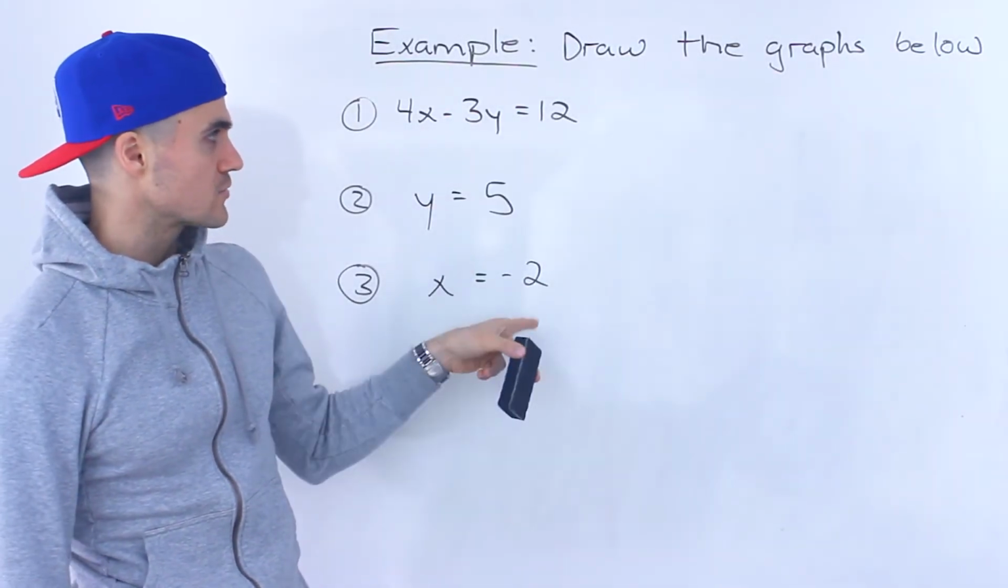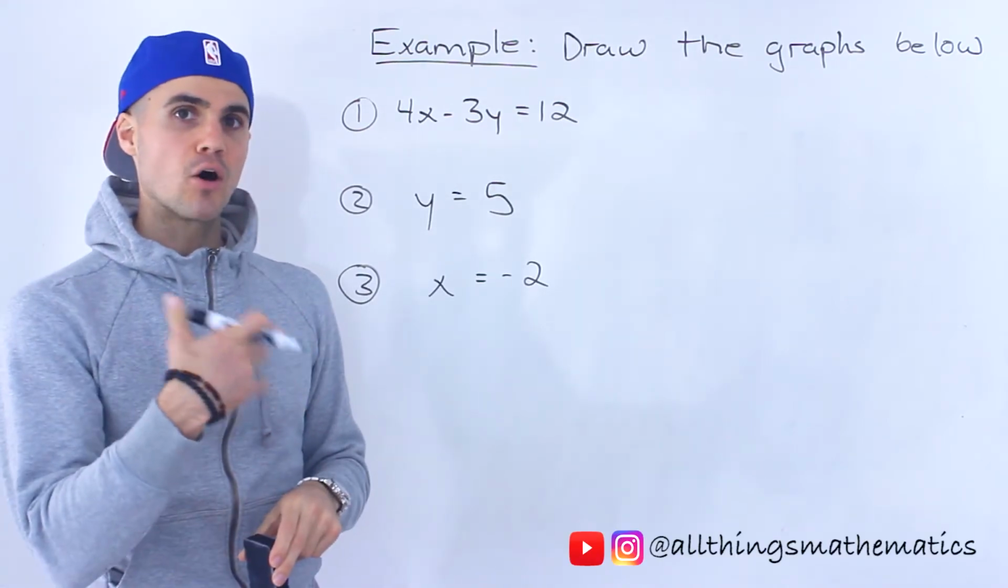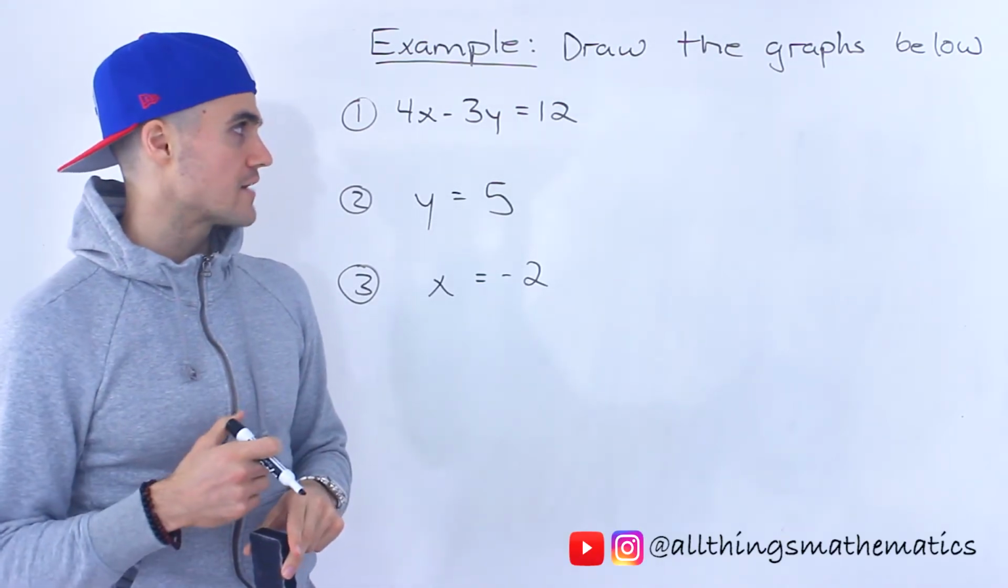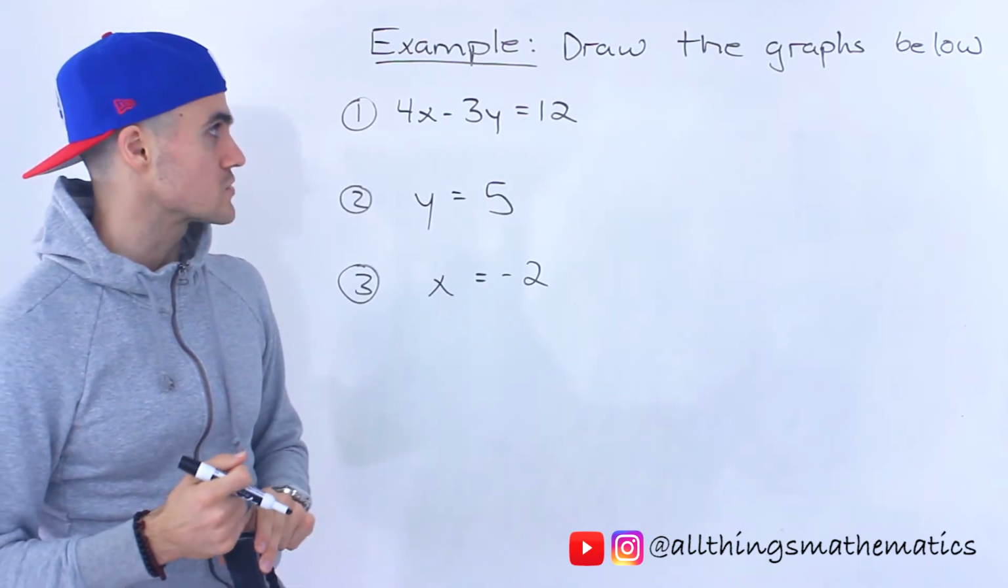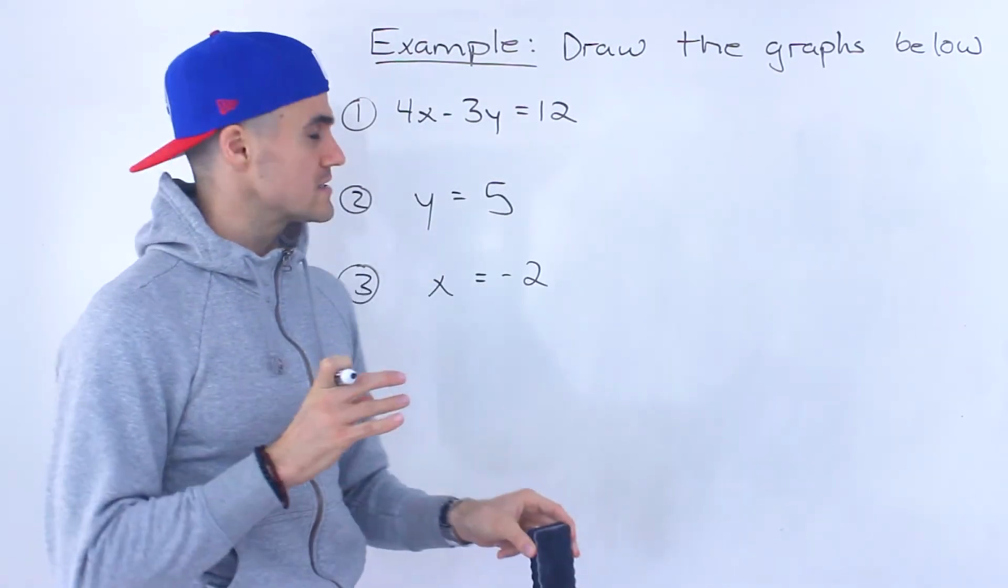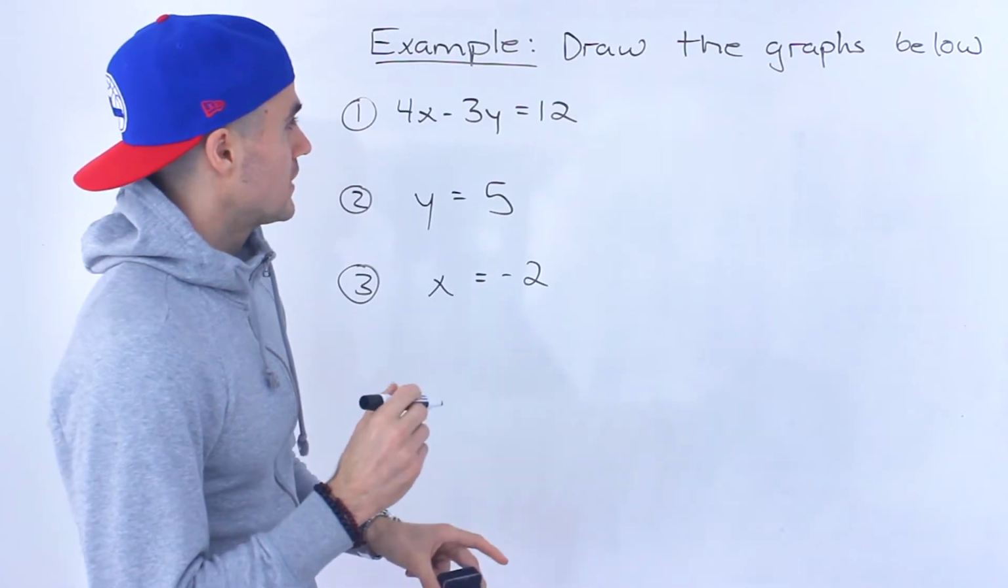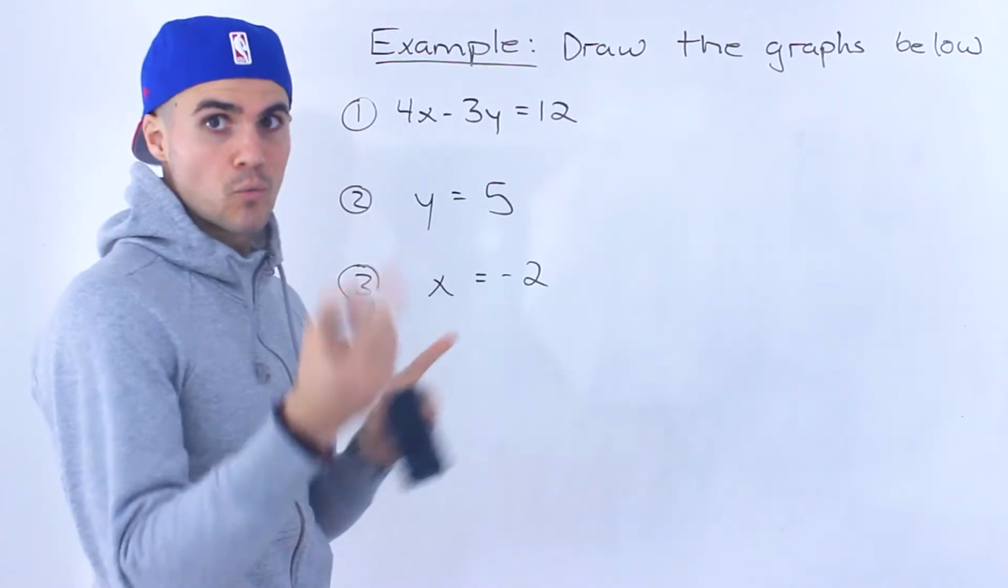We got to draw these three graphs over here. And notice that all three of these graphs are actually lines. So starting with this one, we got 4x minus 3y equals 12. Now, multiple ways to graph this. You can, for example, find the x and y intercepts.